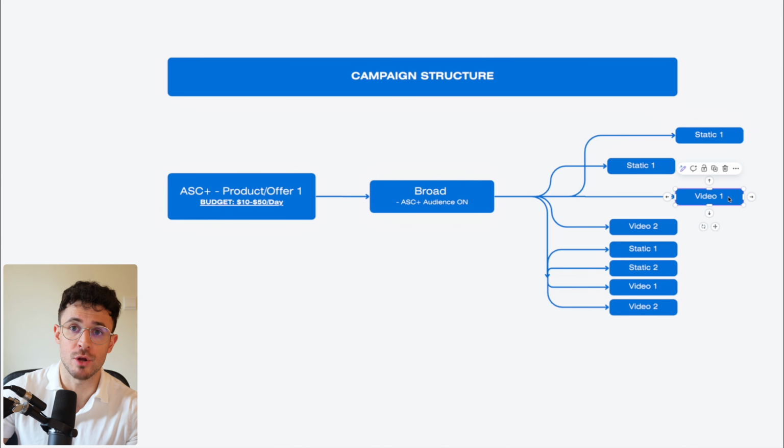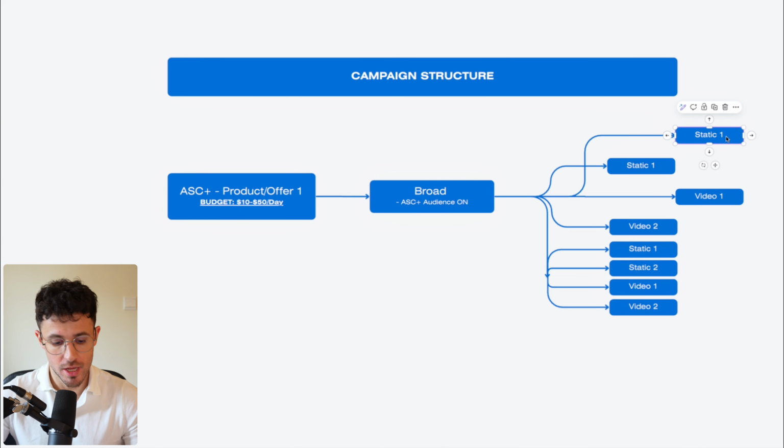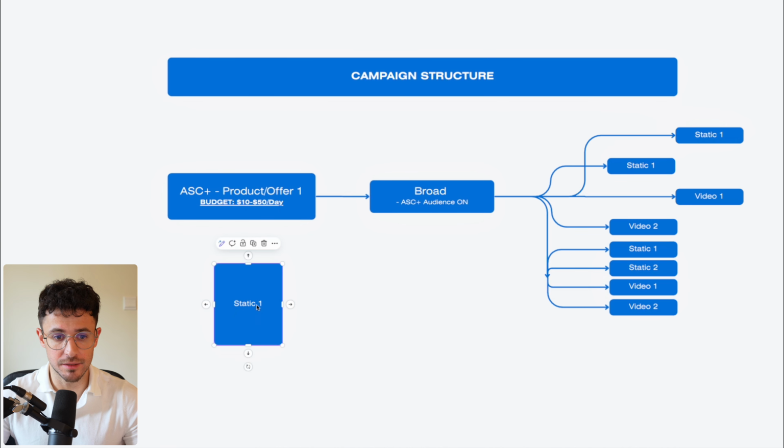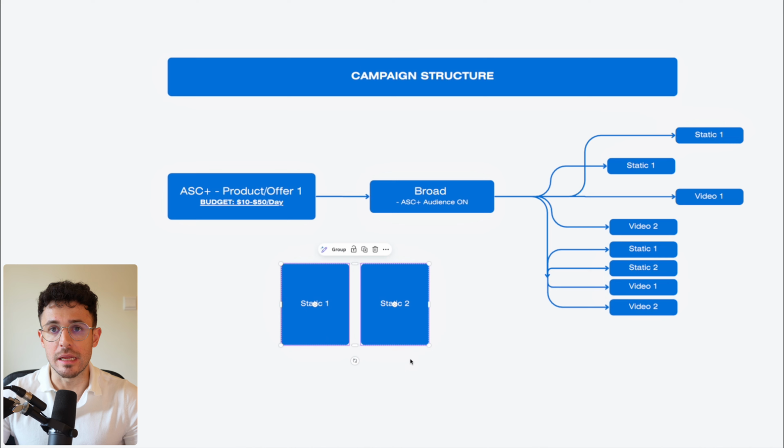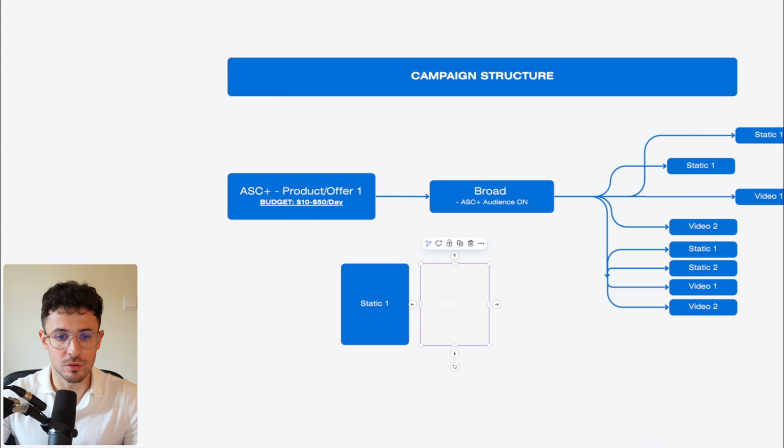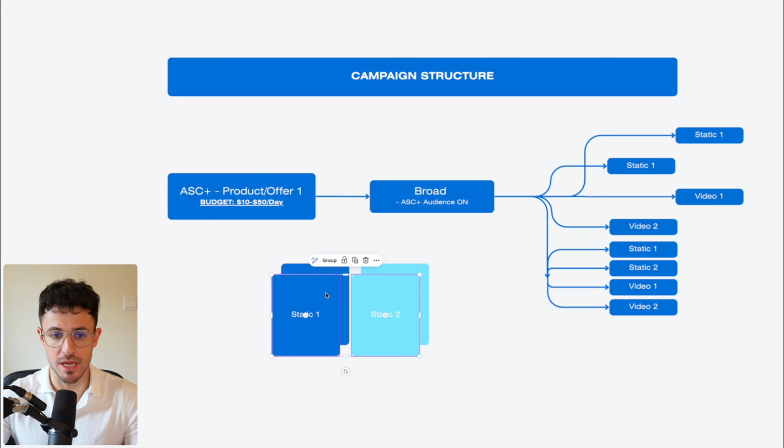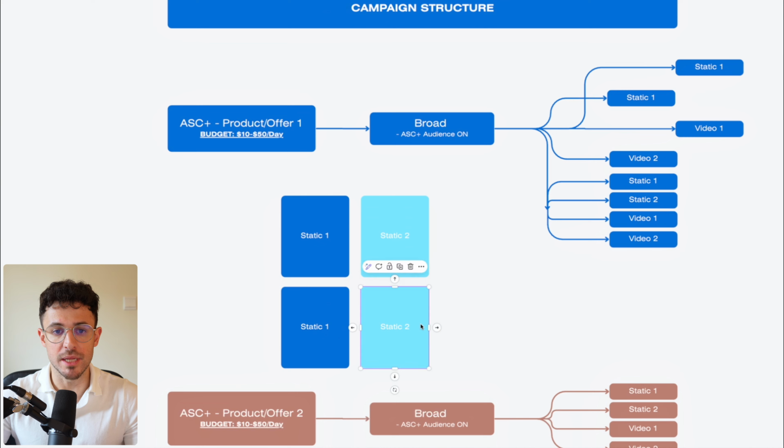They must be different angles. Do not test simple iteration. What does it mean? If you have two statics, this is static number 1, and this is static number 2, don't change the call to action or the background image. Don't make a simple change. The change needs to be a completely different angle.